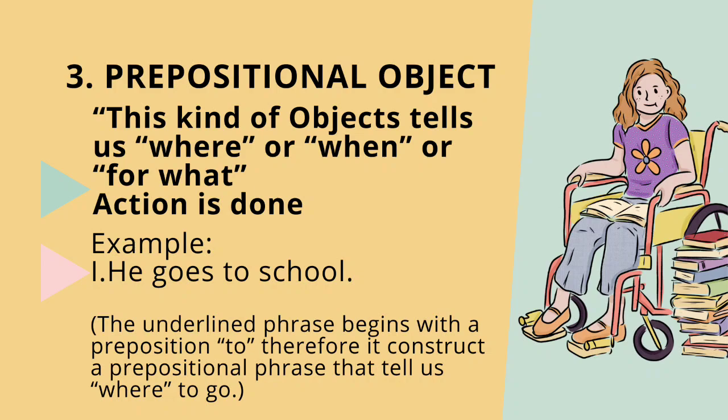So let us start with the definition. The definition is: this kind of object tells us where, when, and for what action is done.